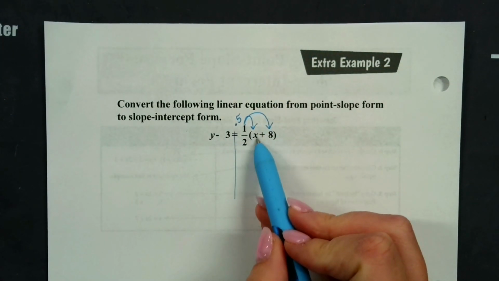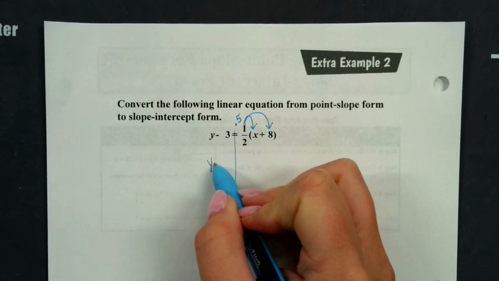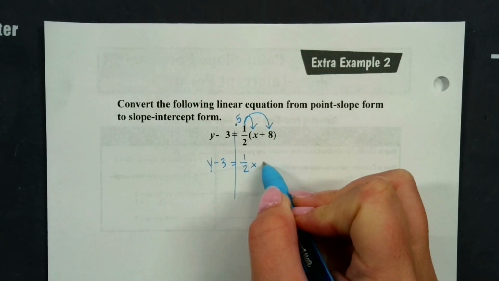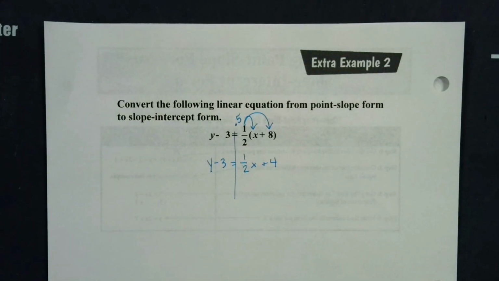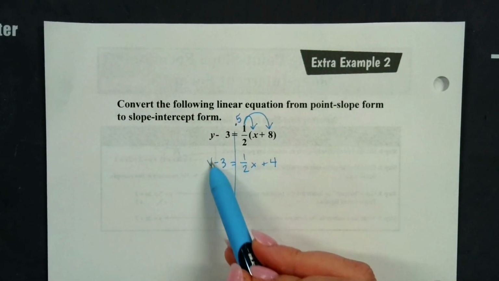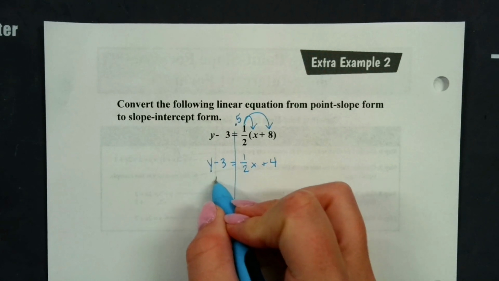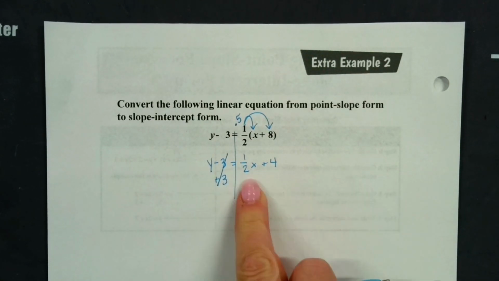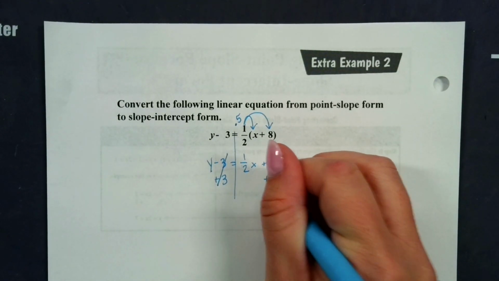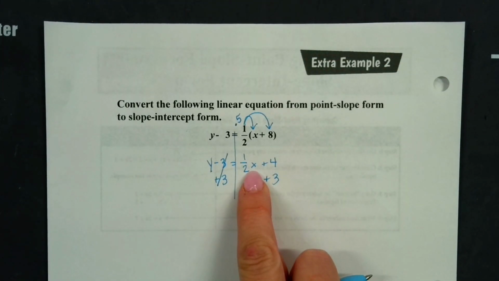So I saw everyone really start here, distribute. So what's over here is y minus 3 equals, I get 1/2 x. Did you get plus 4? Yeah. Okay. What was the next step you did? How did I get rid of this guy? Add 3. And am I adding 3 to this or this? The 4. Because this has the x and this doesn't. So we can't put those together.